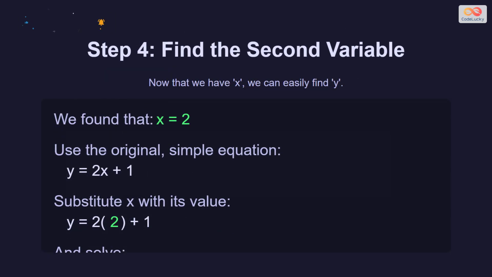We have found that x equals 2. The hard part is over. Now we take this value and plug it back into our simple, original equation, y equals 2x plus 1. This becomes y equals 2 times 2 plus 1. 2 times 2 is 4, plus 1 is 5. So, y equals 5.